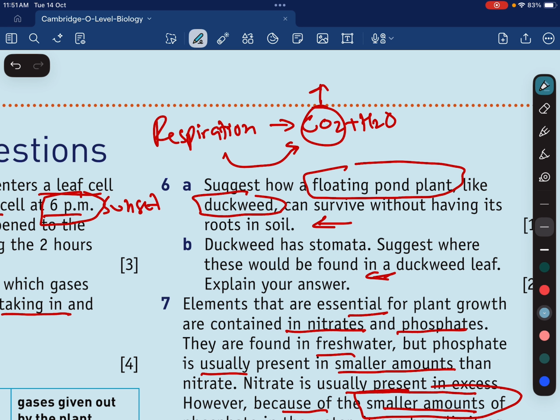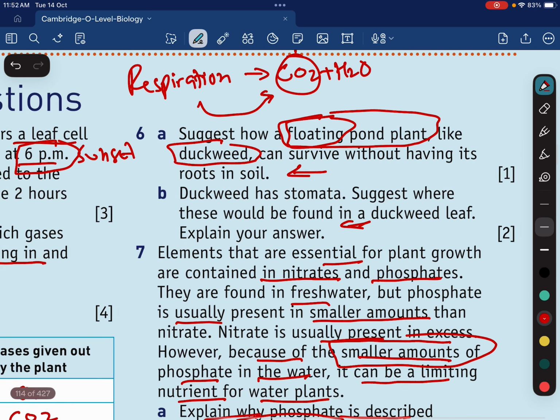So now they're asking, how can it survive without having roots in the soil? Where does it get its mineral ions? How does it even survive? Because the mineral ions are very important. Something very interesting about these pond plants is that since they're floating on water, they just absorb the mineral ions present in the water directly. That's it.